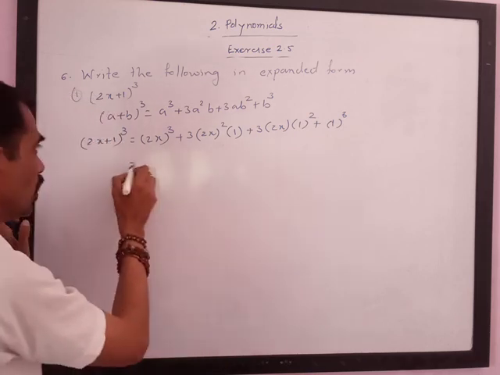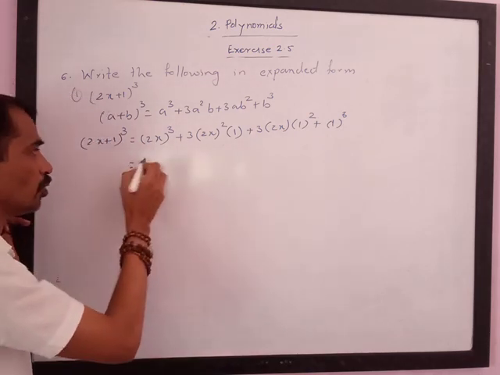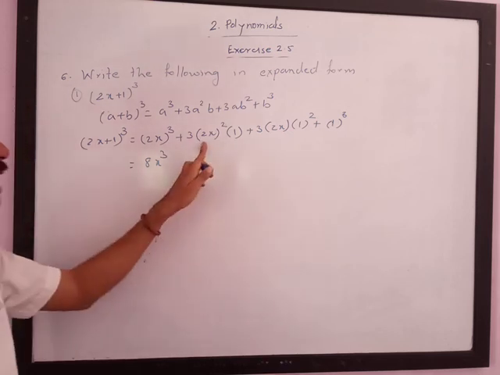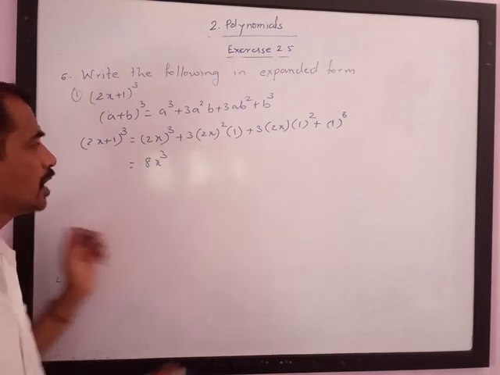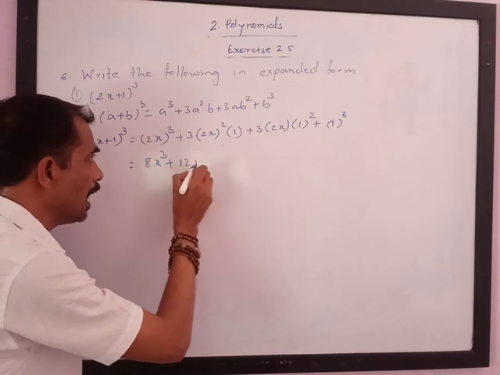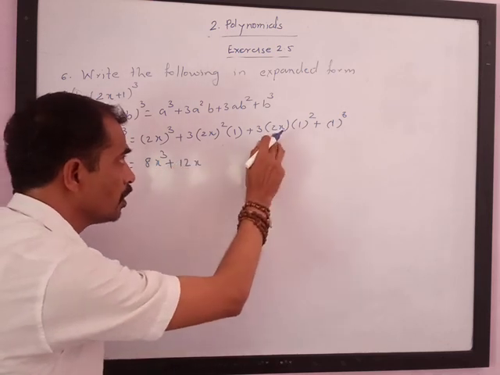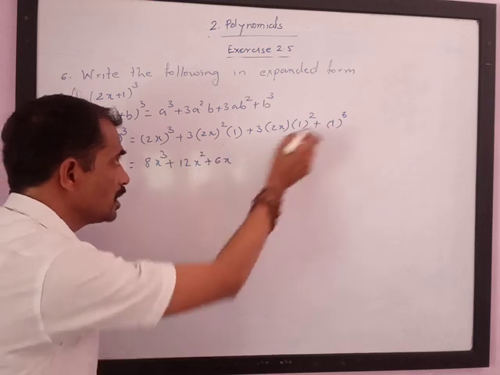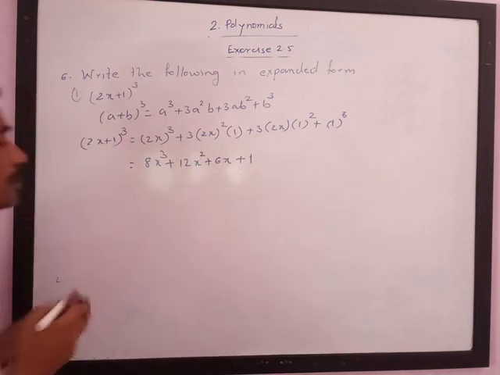So this is equal to 2 cube of 2 is 8x cube. Here we will get, first we have to solve the index, so this will be 2 2s are 4, 4 3s are 12, 12x square, this will be 6x, plus 1.